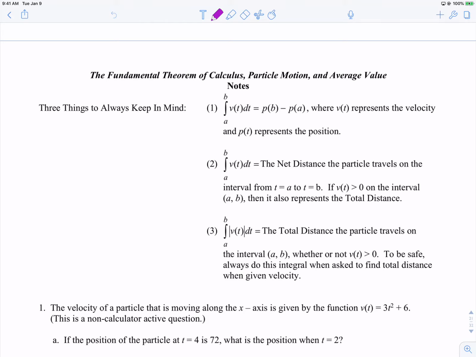Also, the integral of velocity is the net distance, because we're doing the P(b) minus the P(a). That is the change in position, or again the displacement. But we're going to call that the net distance. Okay, so that's important. That's the net.